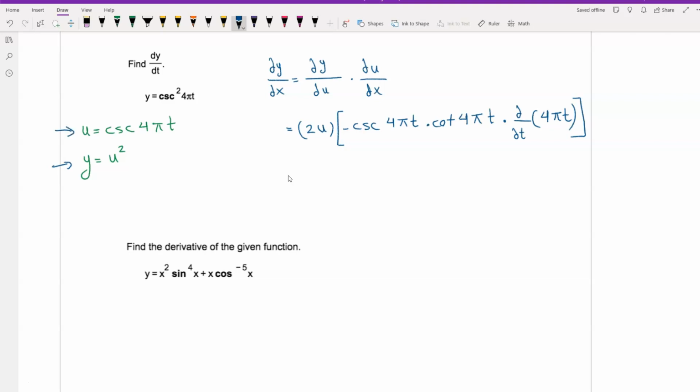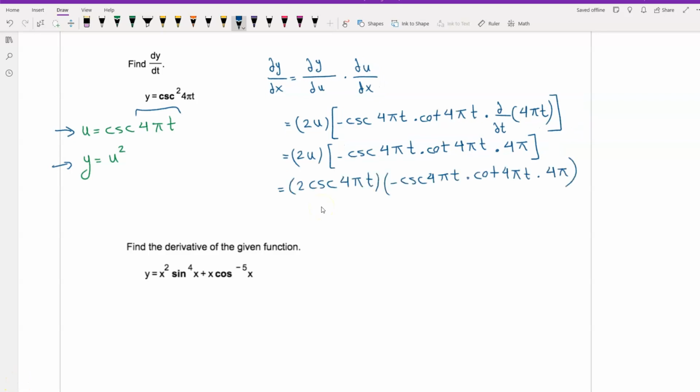Here is u, so the derivative of u is negative cosecant 4 pi t times cotangent 4 pi t multiplied by the derivative of what we have here on this part, 4 pi t with respect to t. And this is equal to 2u times negative cosecant 4 pi t times cotangent 4 pi t times the derivative of 4 pi t with respect to t, which is 4 pi. Now here, instead of u, I'm writing cosecant 4 pi t. So we have 2 times cosecant 4 pi t times negative cosecant 4 pi t times cotangent 4 pi t times 4 pi.